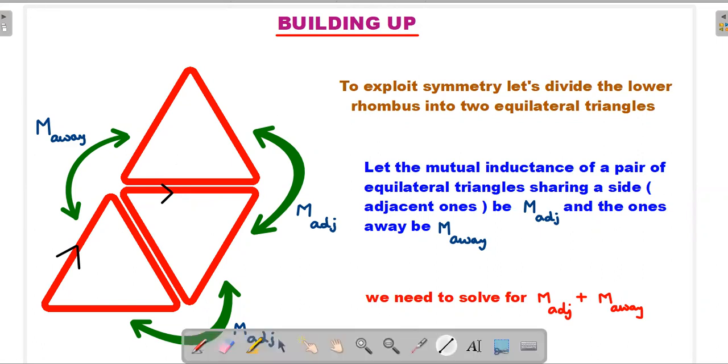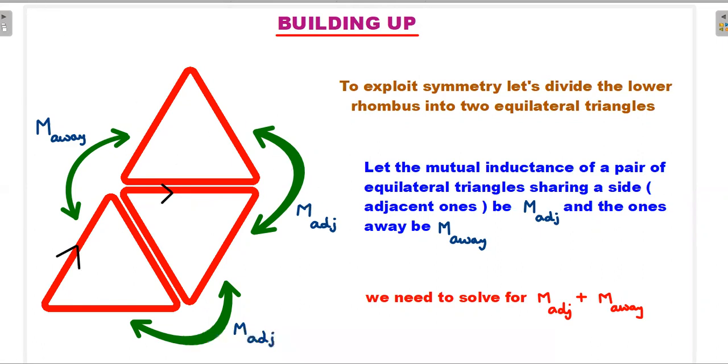Okay, so now coming back to the logic that I was trying to focus upon. These 2 triangles are sharing one side. So I define a mutual inductance term as M adjacent. These 2 triangles share an M adjacent, whereas these 2 triangles don't share a side. They're far away from each other. So I'm defining, if at all any mutual inductance is there, then it is M away.